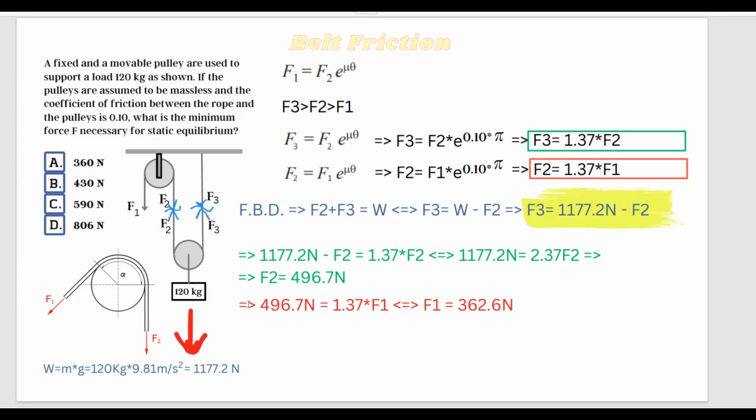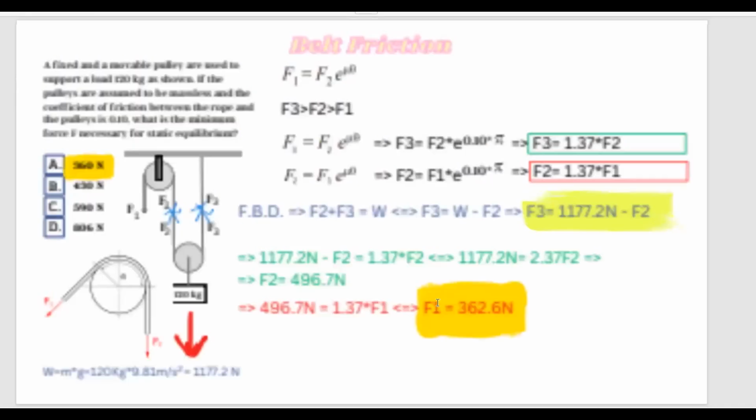So we're going to have F2, which is 496.7 newtons, equals 1.37 multiplied by F1. And from here, you calculate for F1, and F1 is 362.6 newtons. If you divide 496.7 by 1.37, you're going to get 362.6. And our correct answer is, of course, A, right?